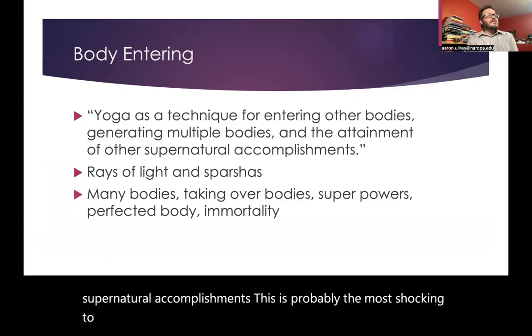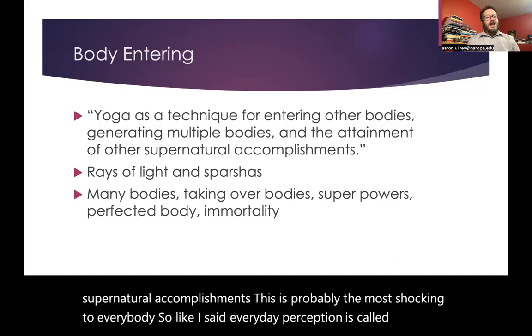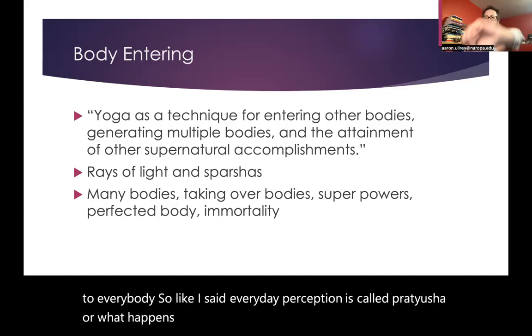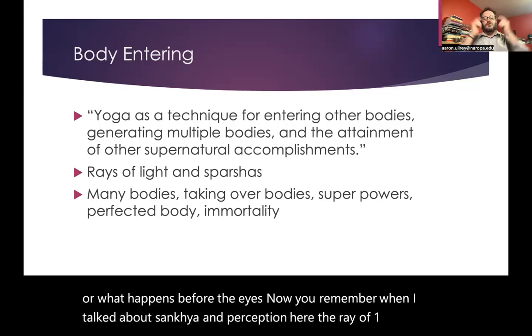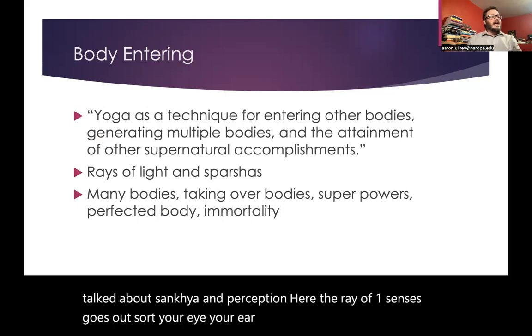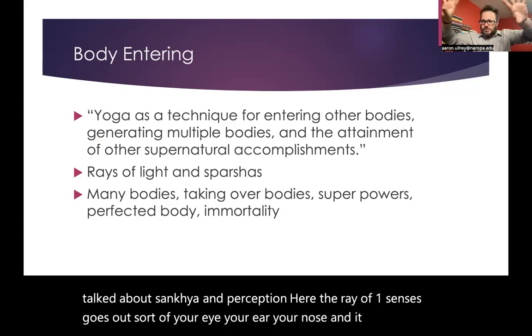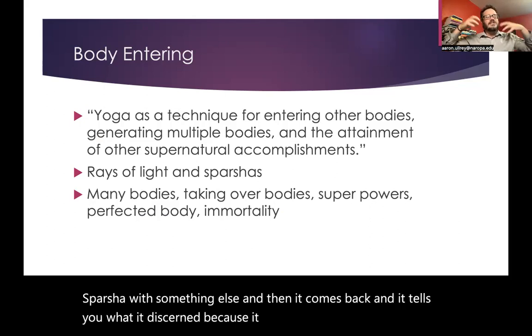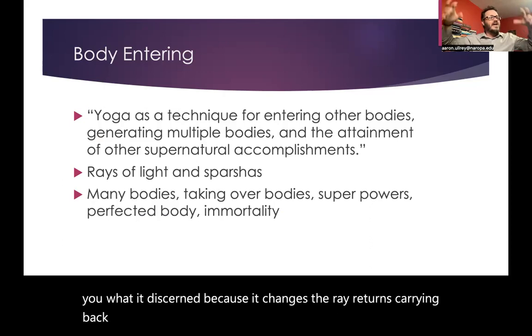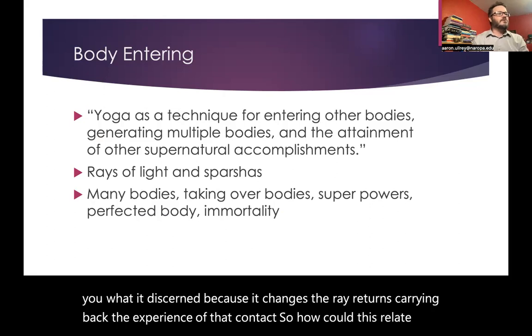So, like I said, everyday perception is called pratyaksha, or what happens before the eyes. Now, you remember when I talked about Samkhya and perception? Here, the ray of one's senses goes out, sort of your eye, your ear, your nose, and it makes contact, makes sparsha with something else, and then it comes back and it tells you what it discerned because it changes. The ray returns carrying back the experience of that contact. So, how could this relate to magic powers?